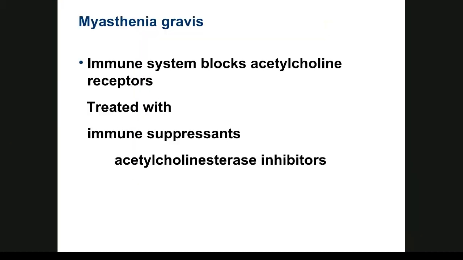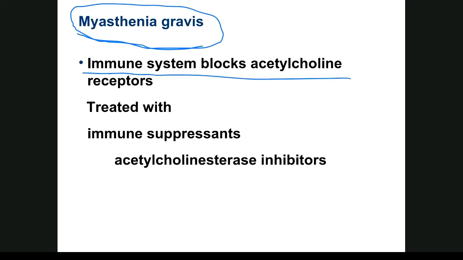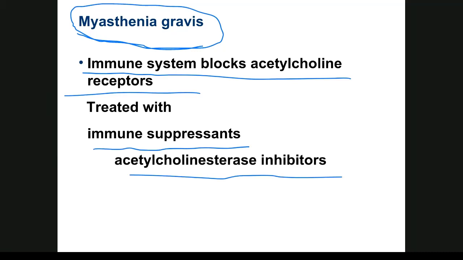Disease process involving the neuromuscular junction. Myasthenia gravis has actually been found to be a series of diseases because it's not just one antibody that's made, but multiple. The immune system produces antibodies that block acetylcholine receptors. Now, since this is an overzealous immune system, you give immunosuppressants. You can also give acetylcholinesterase inhibitors. They leave more acetylcholine in the neuromuscular junction, and that allows the muscles to have more contractions.